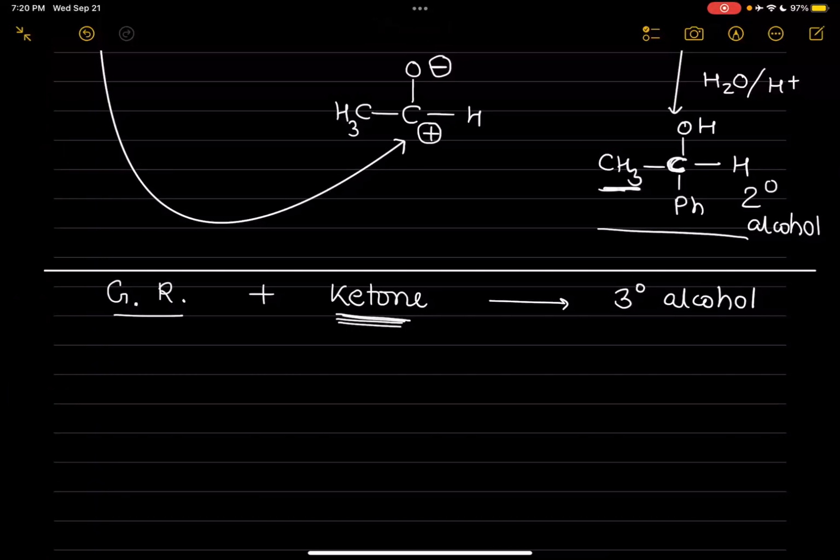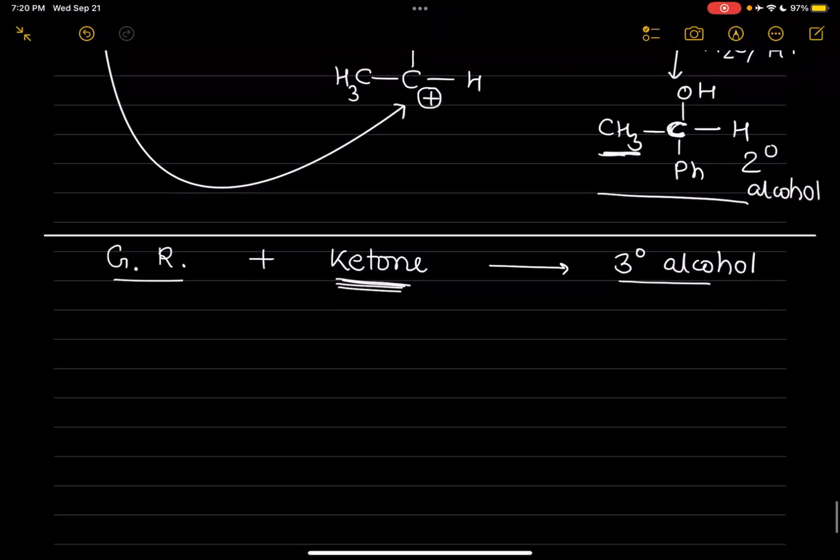So that's Grignard reagent and ketone. Why tertiary alcohol? How can we explain that? So, one minute. What is a ketone? A ketone is a compound which has a carbon double bond oxygen, just like aldehydes. But the difference from an aldehyde is that a ketone has two alkyl groups, like this. Is it clear?